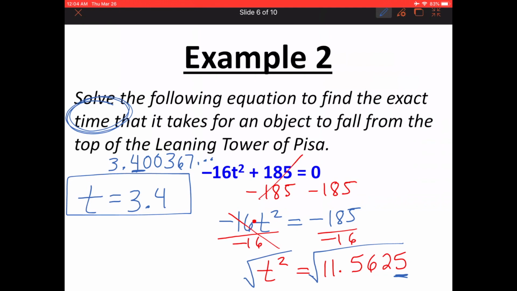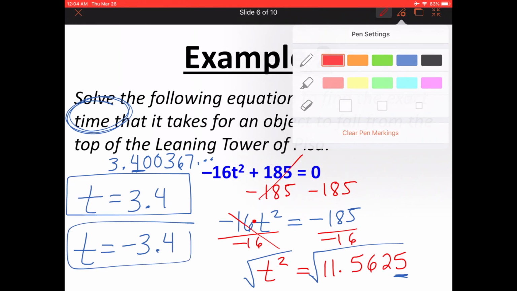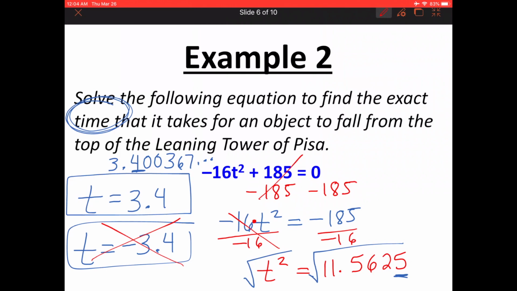Now, here is an example where my negative answer would not work. Now, why would this not work? Because if I'm dropping an object, it can't take a negative amount of time to hit the ground. So that's why in this example, my negative answer doesn't work, only my positive answer, but unless it's a word problem, make sure you include both.